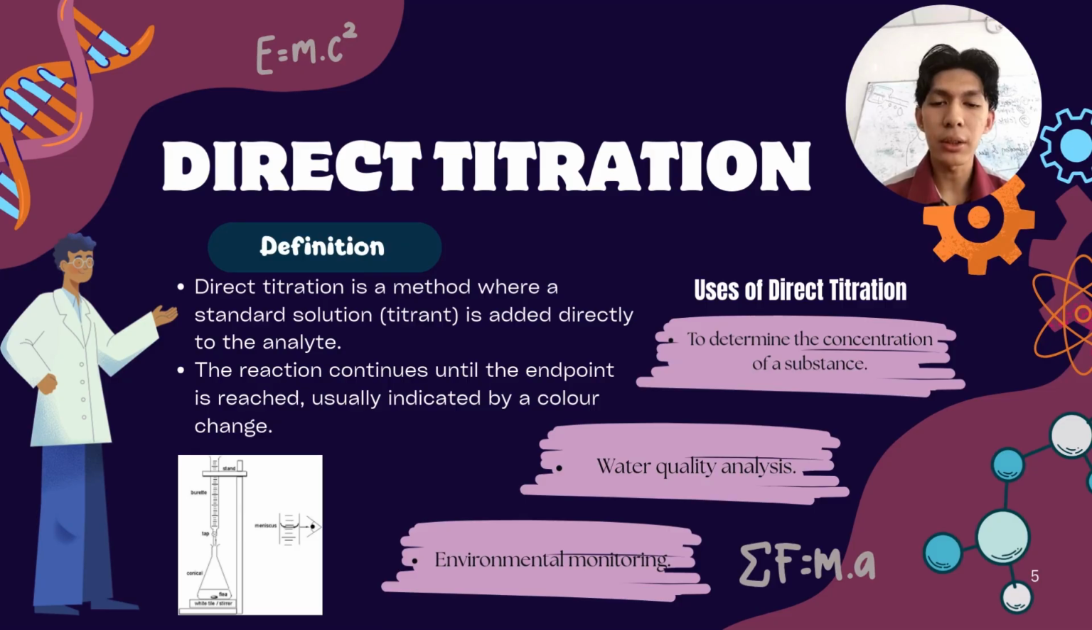In terms of application, direct titration is widely used to determine the concentration of a substance, for example in acid-base analysis. It is also applied in water quality analysis, such as determining acidity or alkalinity, and in environmental monitoring to measure chemical levels in samples. Overall, direct titration is an important method in analytical chemistry for routine laboratory and industrial analysis.